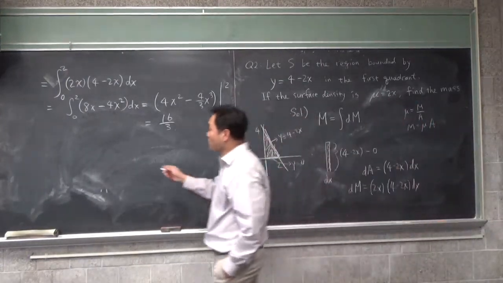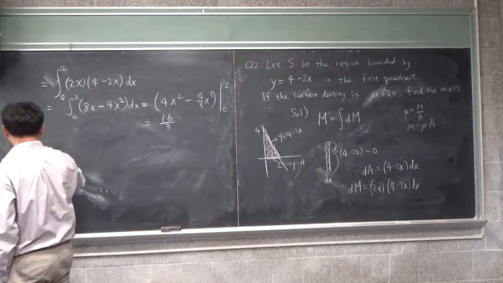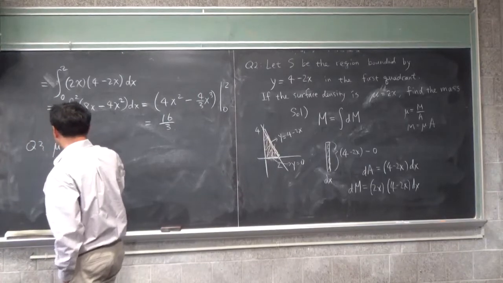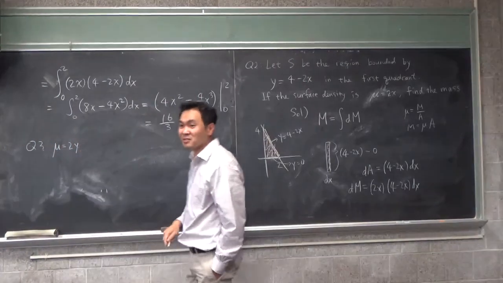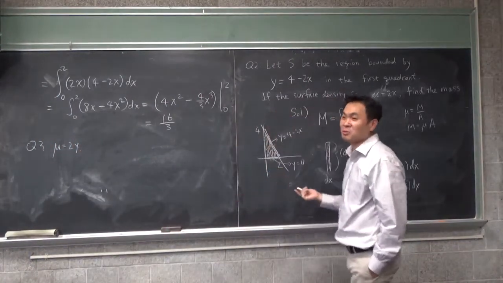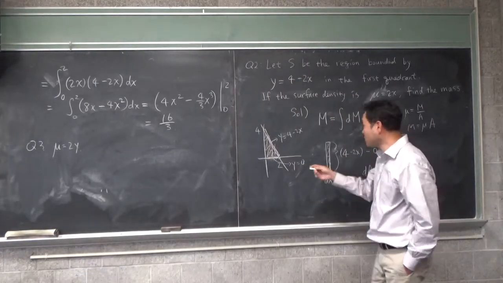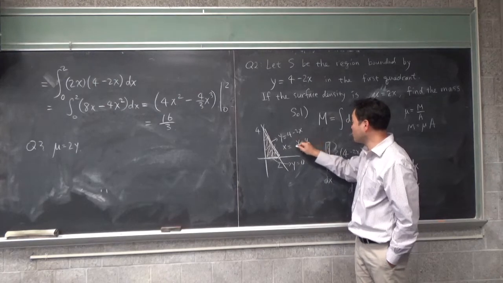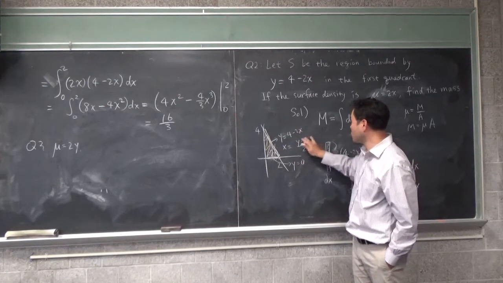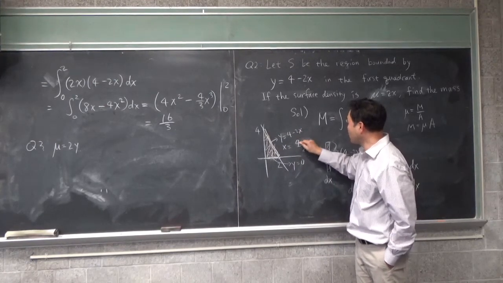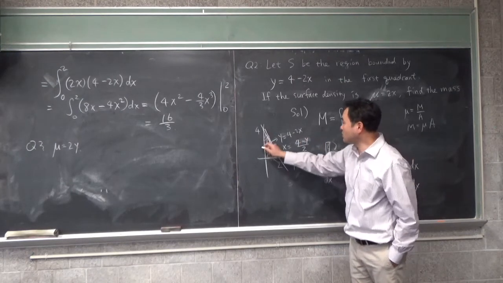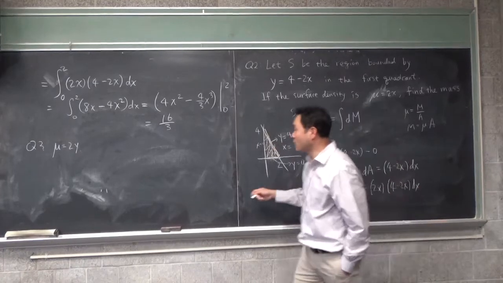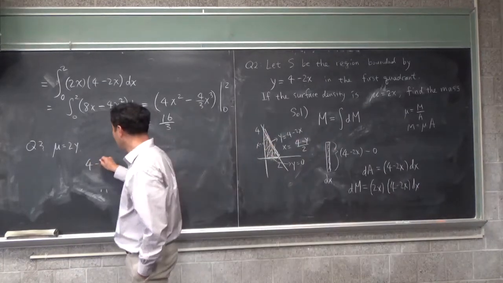So here's the second question. Q3. What if everything's the same, but this time mu is 2y instead? What would change? Now you have to do dy instead. So this has to be solved for x. So x is really 4 minus y over 2. And this is x equals 0. So if you do right minus left, it's 4 minus y over 2.